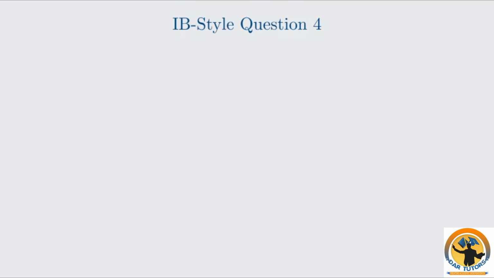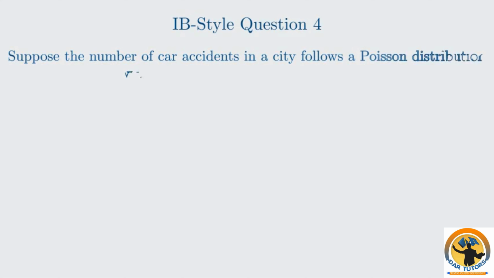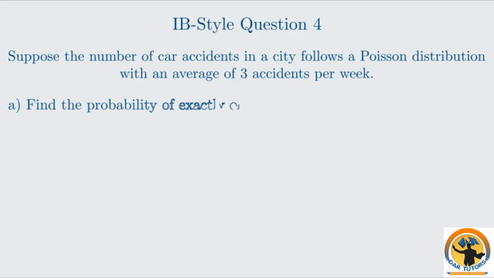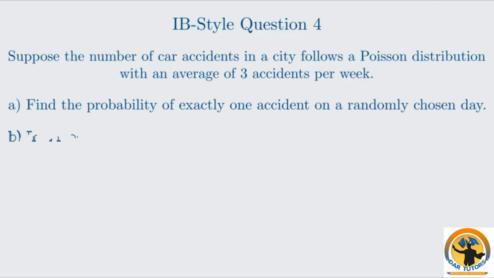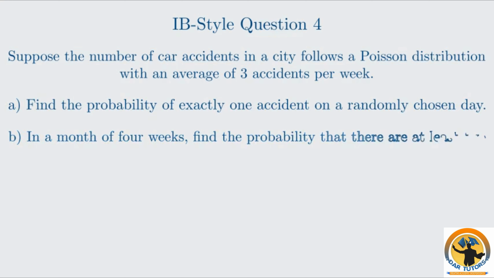Question 4 combines both distributions. Suppose the number of car accidents in a city follows a Poisson distribution with an average of 3 accidents per week. Part A. Find the probability of having exactly 1 accident on a randomly chosen day. Part B. In a month of 4 weeks, find the probability that there are at least 2 weeks with exactly 1 accident.